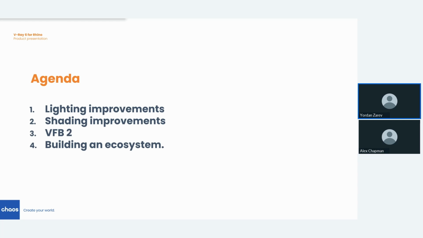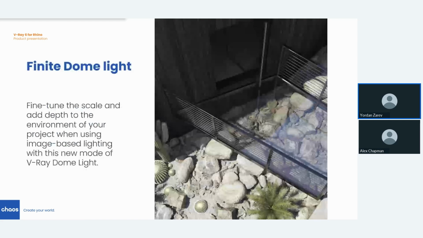With version 5, we introduced the new version of the VFB2, where we made it possible to do all of your compositing and color corrections. And with V-Ray 6, we've added a few additional features that I'd like to talk about. And last but not least, we're going to quickly glance over how we are building an ecosystem to help the whole design process, from starting the idea all the way to creating your final visualizations. So let's start right away with creating lighting and how lighting has been improved.